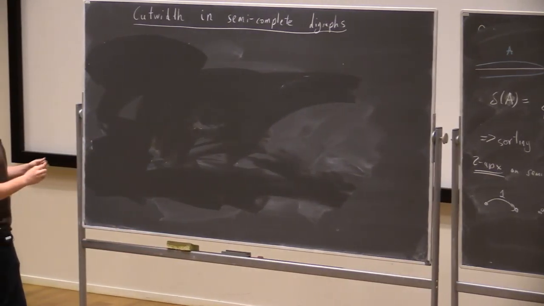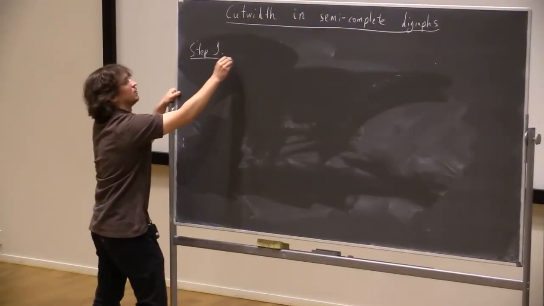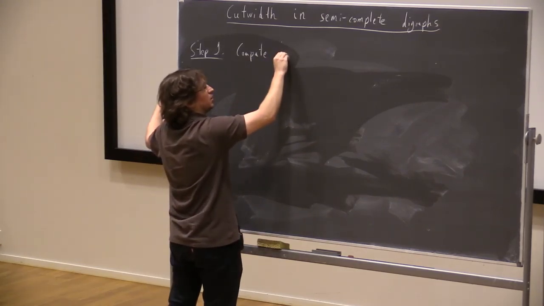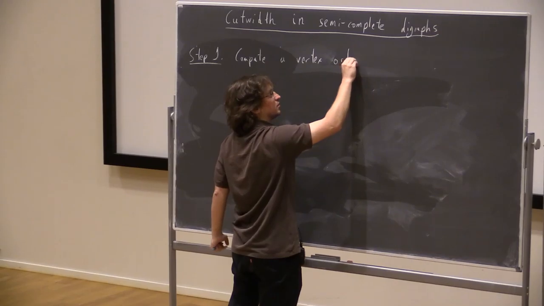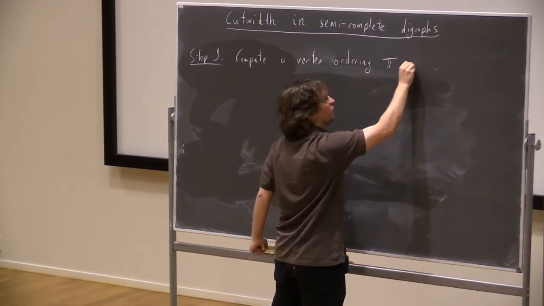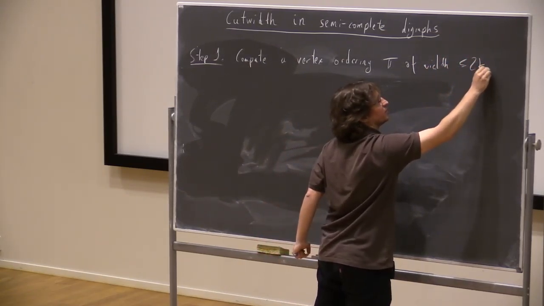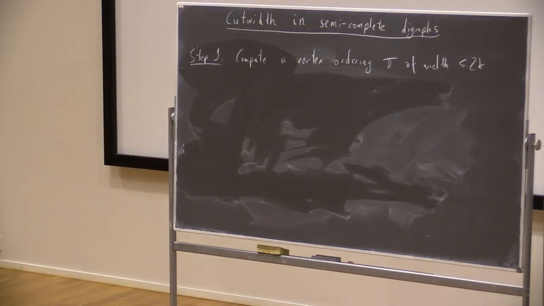So let me write it for the record. Step 1: compute a vertex ordering, I will call it pi, of width at most 2k. Because if I compute it and it's larger than 2k, then I immediately have a no answer.